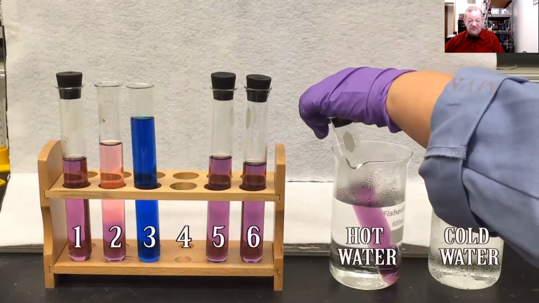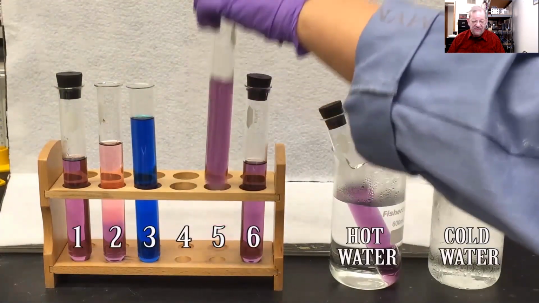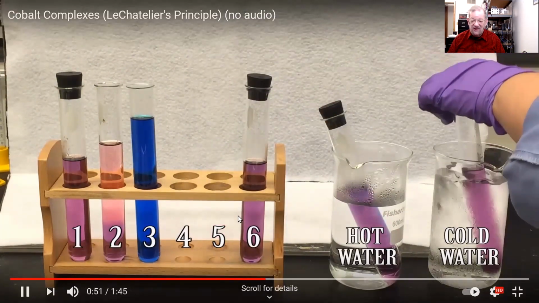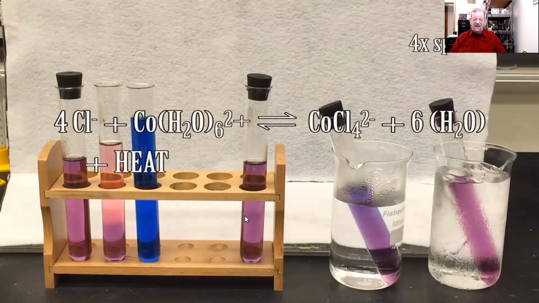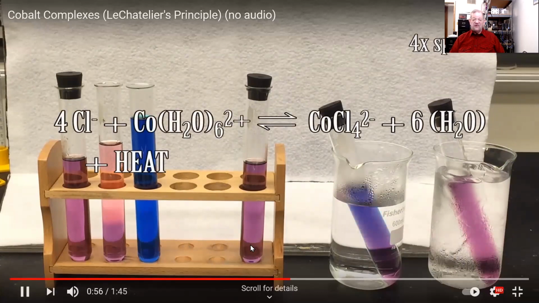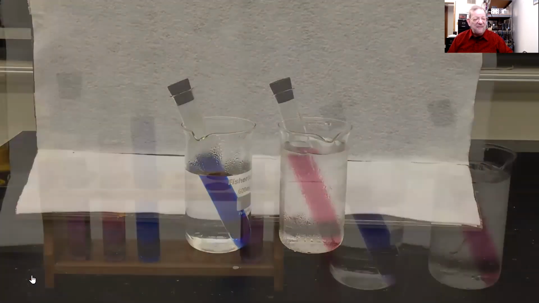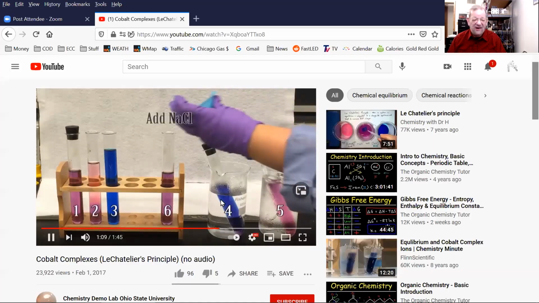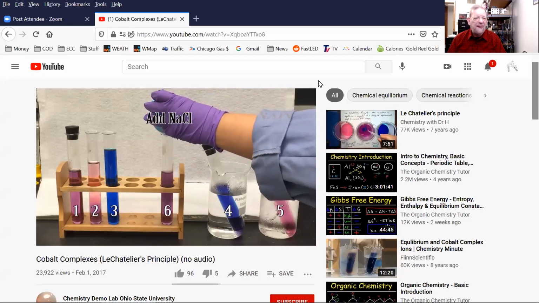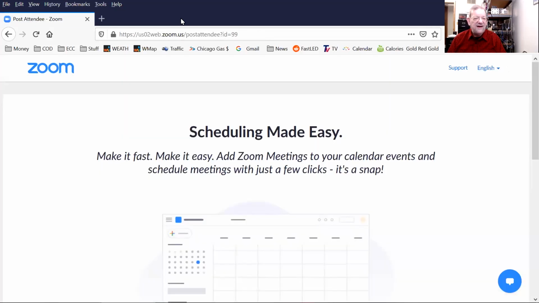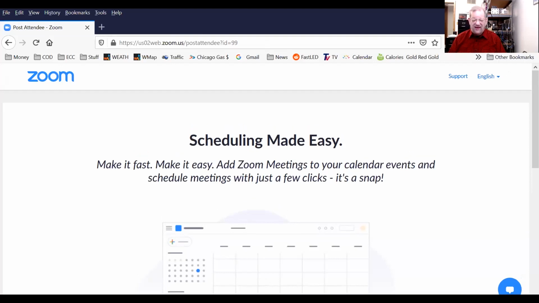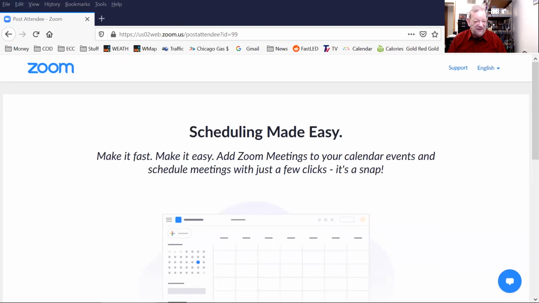Now, look what happens when you put it in the ice water. And the same reaction when you put it in cold water. And if we wait a little while, notice in the cold water, it's staying pink, and in the blue one, in the ice bath, it turned blue. And that's the first part of today's lab. Let's go to the second part.